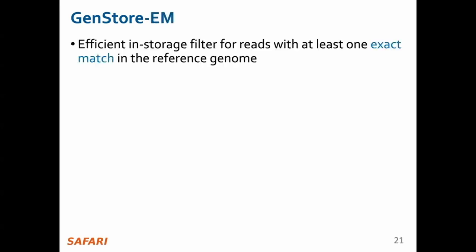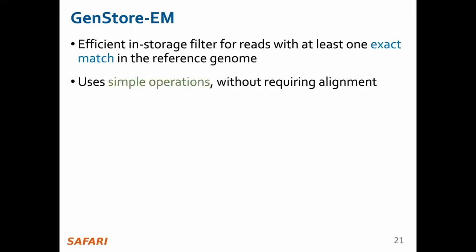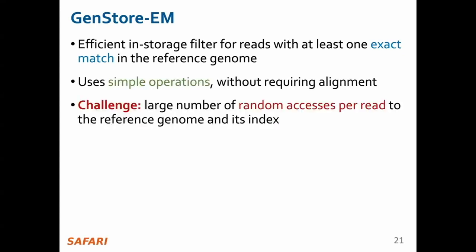GenStore EM accelerates read mapping by using an efficient storage filter to filter reads that have at least one exactly matching location in the reference genome via only simple operations, without requiring expensive alignment. However, doing so is challenging inside the storage because of the large number of random accesses per read to the reference genome and its index.